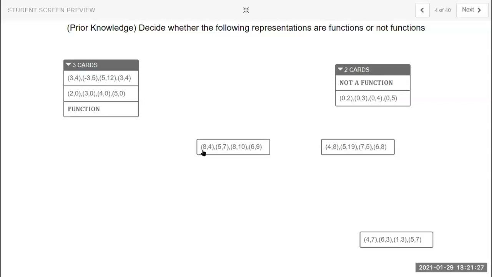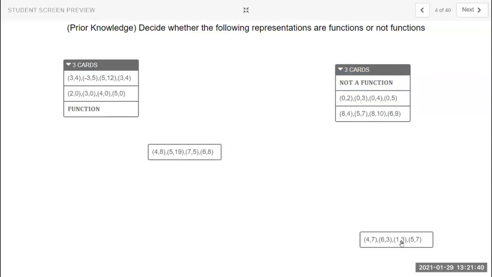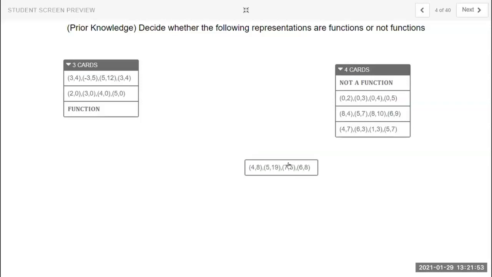Here is one where we have 8 show up a second time, but it's assigned a range value of 4. Here, 8 is assigned a range value of 10, not a function. Have to always have exactly one value assigned. Okay, so here we got 4, 6, 1, and 5, definitely a function because none of those x values show up more than once. And 4, 5, 7, and 6, same thing. None of those x values show up more than once, so they definitely each just have one range value assigned.